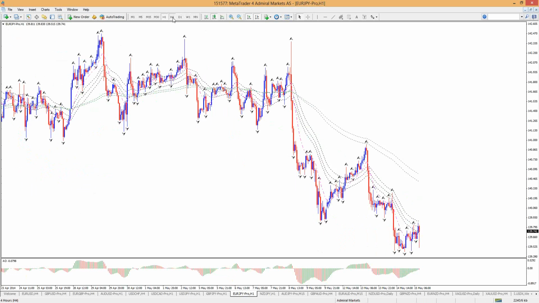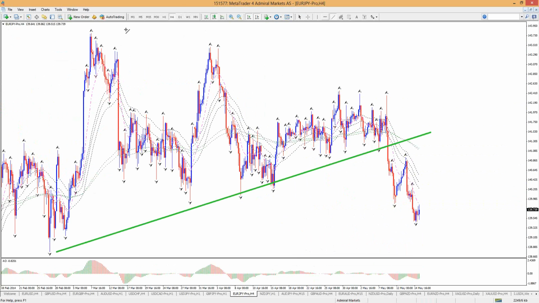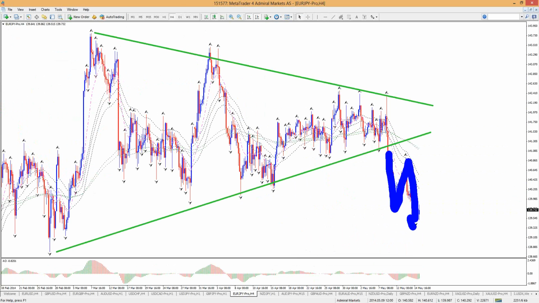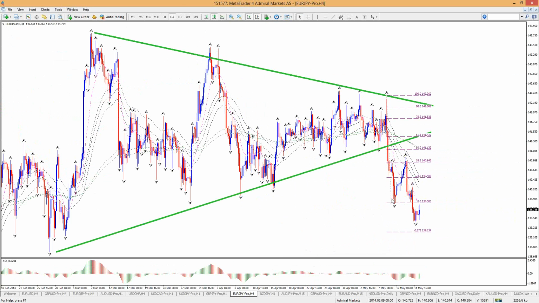Euro yen, hourly. Four-hour is getting some momentum to the downside here, and that is looking more like a break to the downside than the pound yen, in fact. A break of this triangle to the downside, subsequent hook back and continue. Let's put a fib on this downside, see where we are. Still haven't hit the minus 272 target, so that is a potential there.